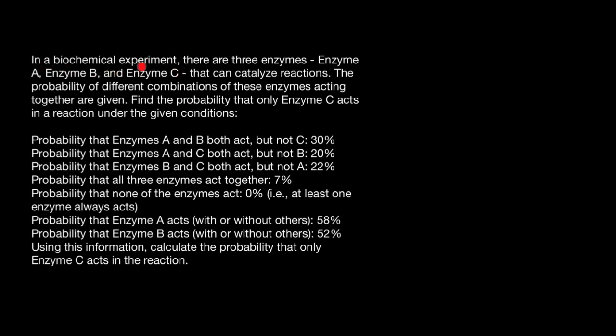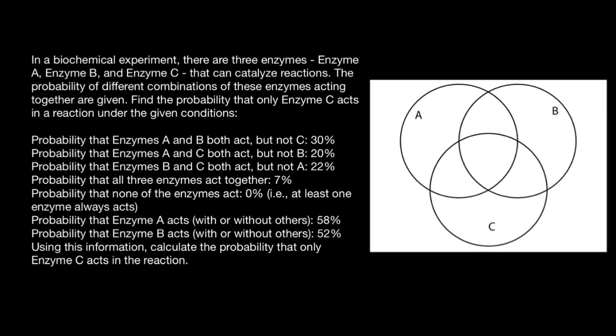In a biochemical experiment, there are three enzymes, enzyme A, enzyme B, and enzyme C, that can catalyze reactions. The probability of different combinations of these enzymes acting together are given. Find the probability that only enzyme C acts in reaction under the given conditions. And here is a description. Relationship between these three enzymes can be best represented with Venn diagram.